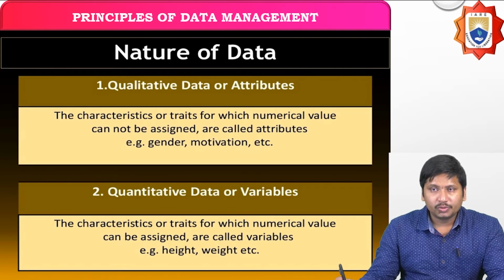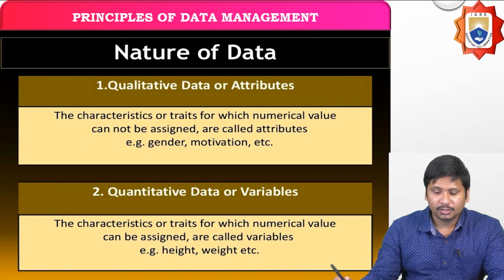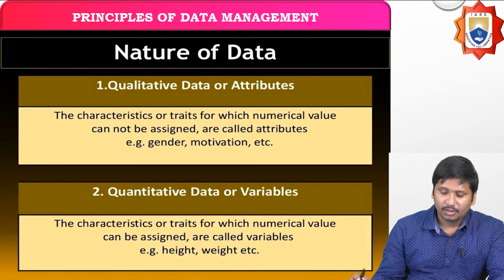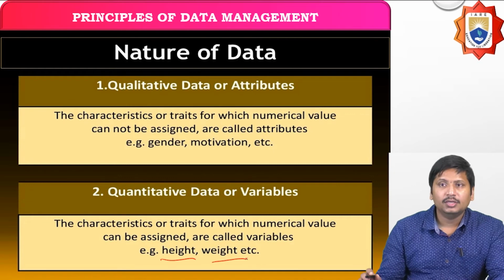What is qualitative data or attributes? It is a characteristic or trait for which a numerical value cannot be assigned. It is an attribute, for example gender and motivation. Whereas quantitative data or variables is also a characteristic or trait for which a numerical value can be assigned, called variables. For example, height and weight.